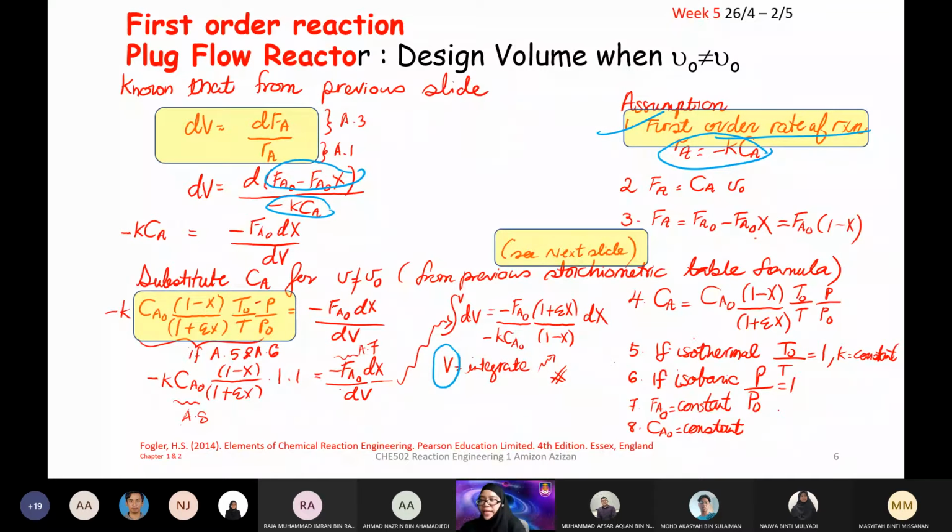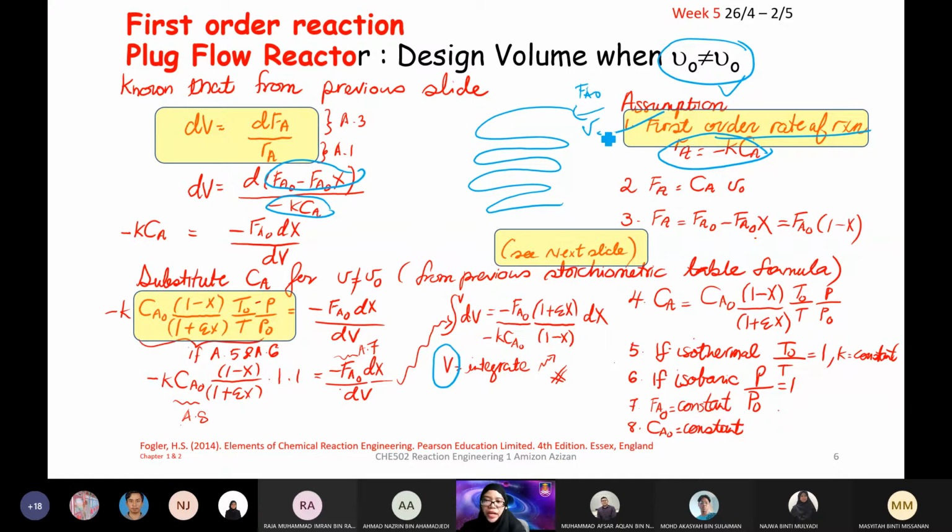What is new on this slide is, of course, this is an example of a first order reaction, but we are considering what if the initial volumetric flow rate is not constant, whereby the volumetric flow rate is variable. In this case, we have these plug flow reactors. So of course we have this FA naught there. We have the epsilon, and epsilon here is referring to the volumetric flow rate, meter cube per hour.